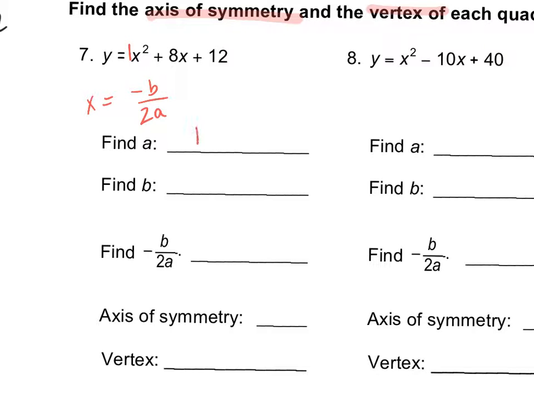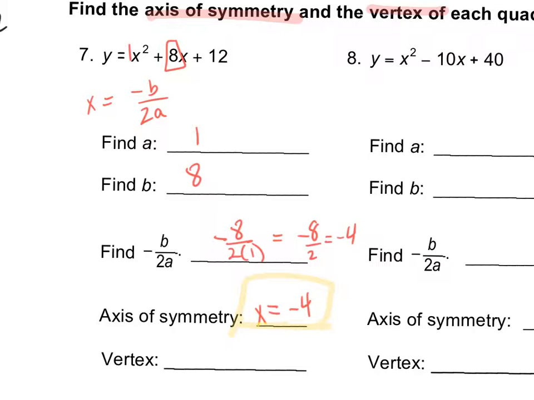We know a is 1, we know b is 8. So therefore, the axis of symmetry, -b over 2 times a, gives you -8 over 2, which gives you -4. The axis of symmetry is x equals -4. Please do not forget it's x equals. It's not just -4, it's x equals.